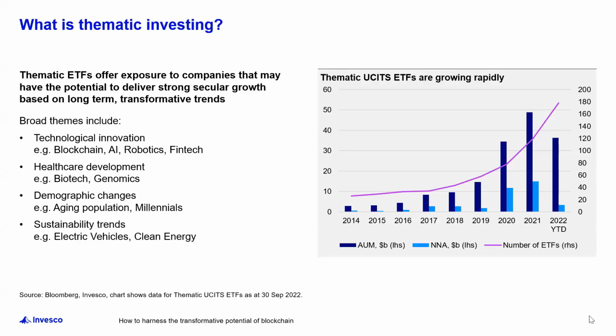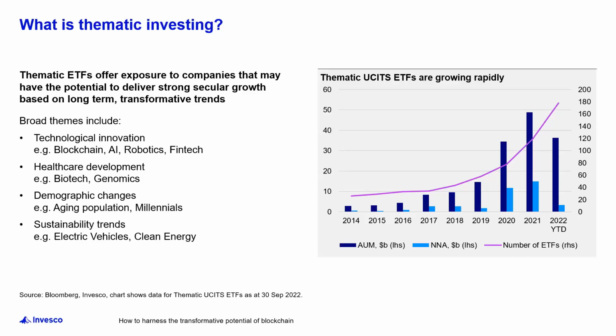Well, as the description there says, it's an approach to investing that is identifying companies that are exposed to a strong secular growth theme, very often based on long-term transformative trends. And you can see some of the ideas behind themes that we've seen in the market in the last decade or so, whether it be technological innovation, and blockchain is obviously a very good example of that, healthcare developments, demographic changes, sustainability trends. There are any number of long-term structural trends that it's possible to take advantage of in terms of investment allocation.